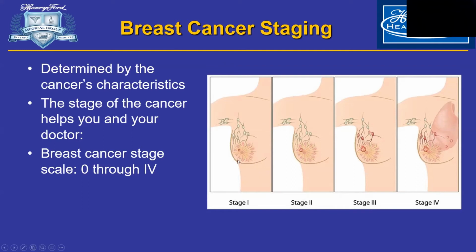So stage 1 is typically a very small breast cancer limited to the breast. Stage 2, the tumor is a little bit bigger. Stage 3, it's a little bit bigger and has spread to the lymph nodes. And then stage 4, it's gone beyond the lymph nodes throughout the body. And in breast cancer, the most common places are the lung, the liver, the bones, and the brain.